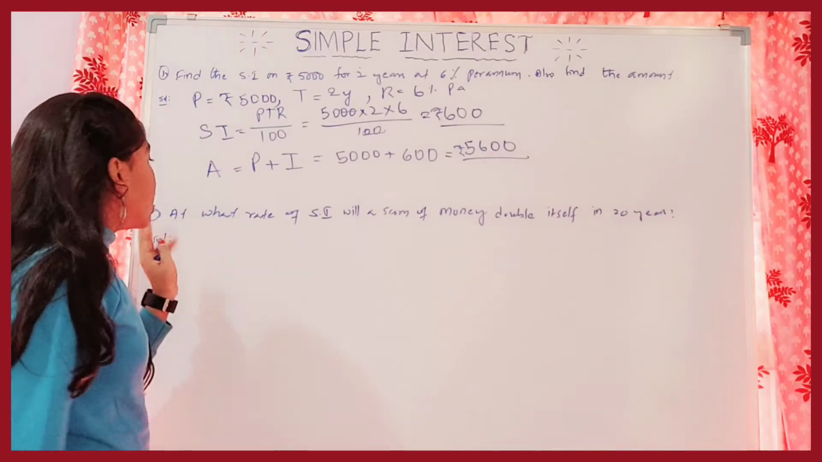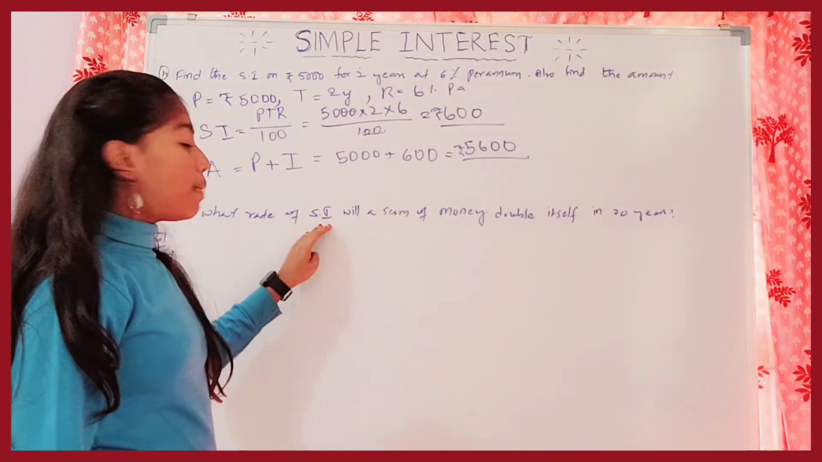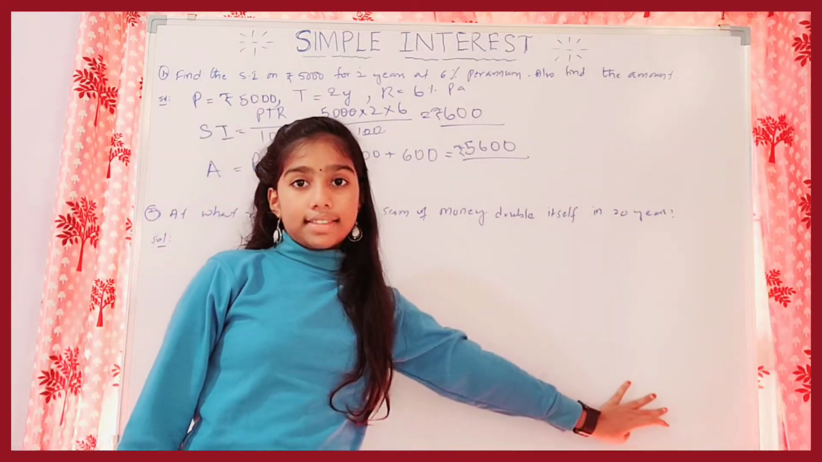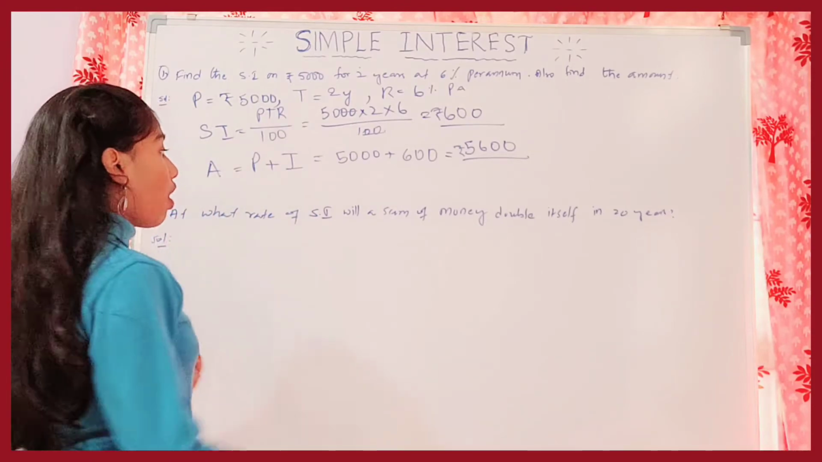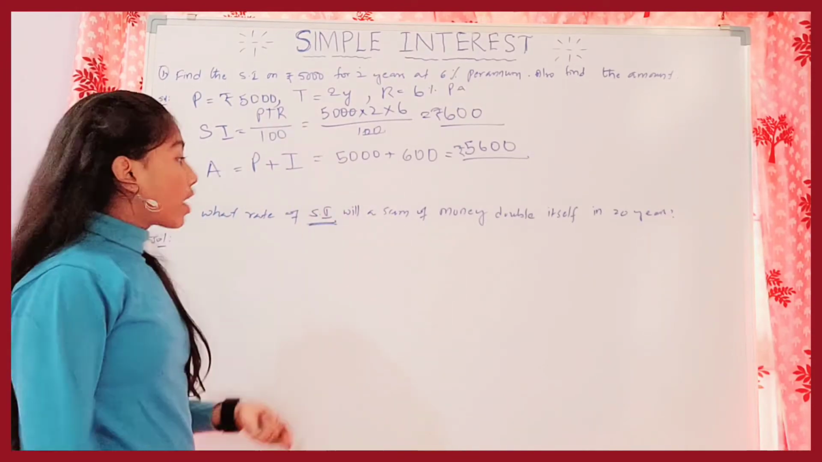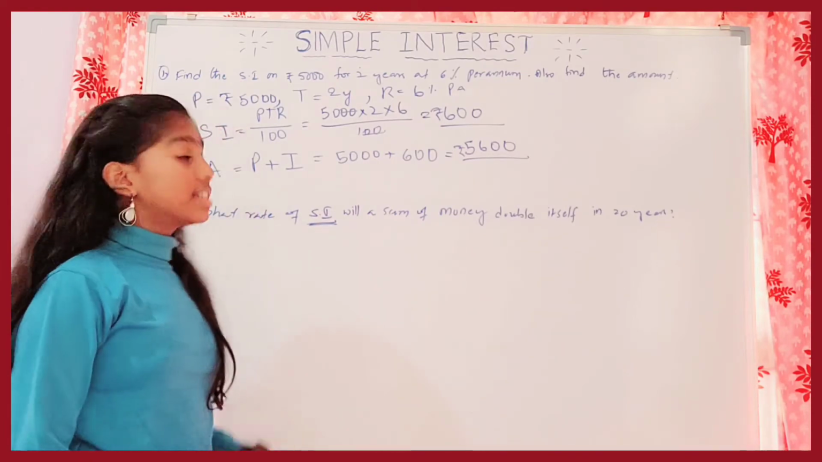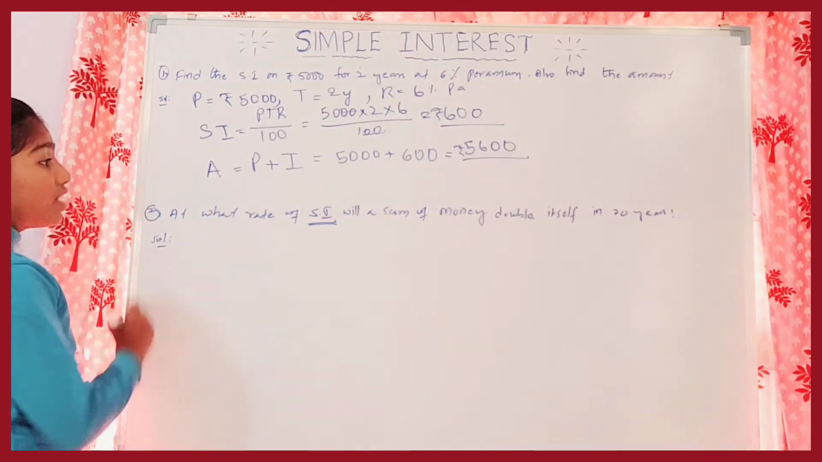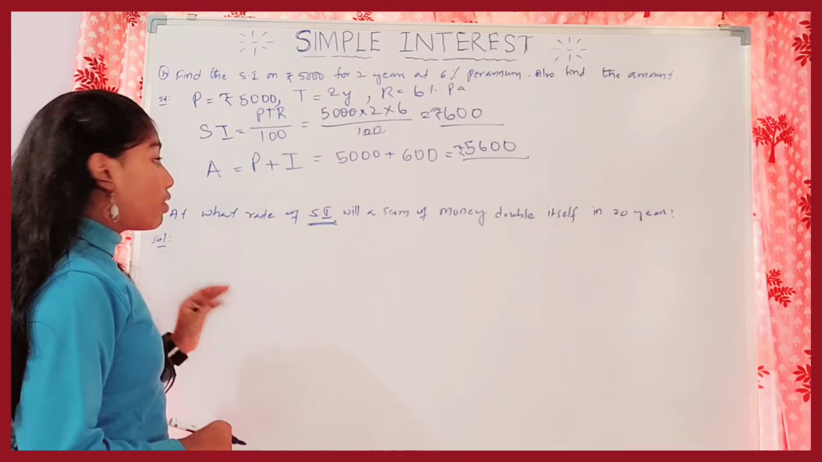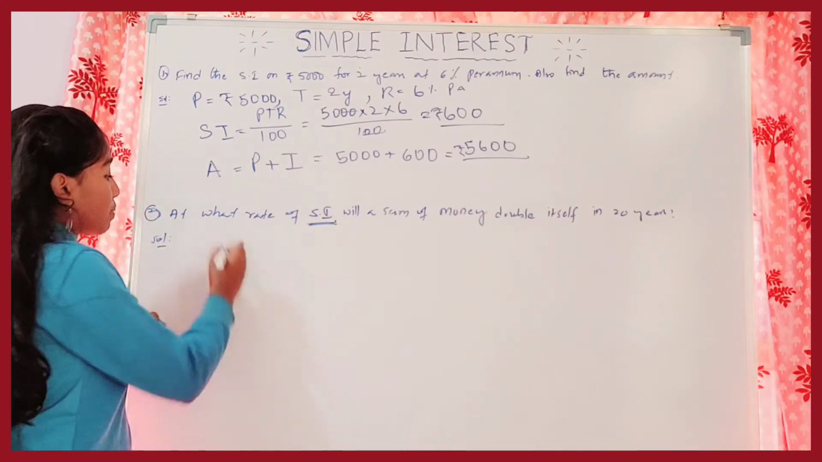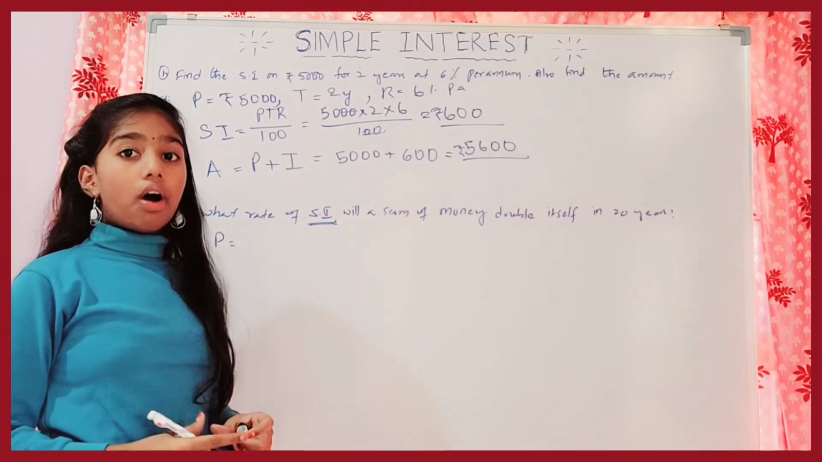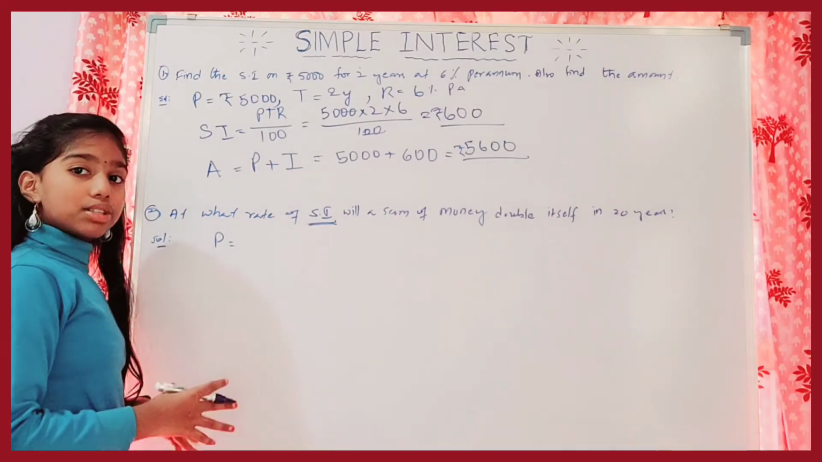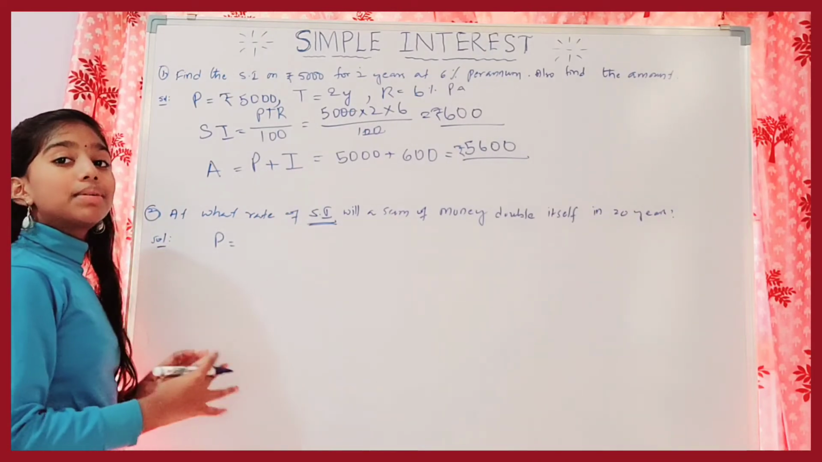Let us see. At what rate of simple interest will a sum of money double itself in 20 years? So you have to keep concentration on this simple interest. They have told that the money doubles itself. So here we don't know the rate and the principal. Principal we can take as x or 100 or 1 lakh. If you take x, it is also better, but when you take 100, it will be somewhat easier.